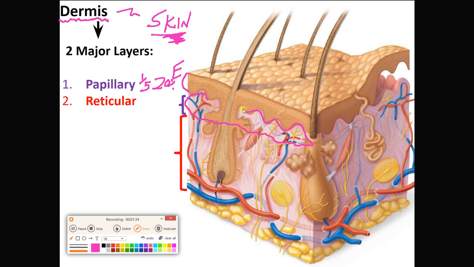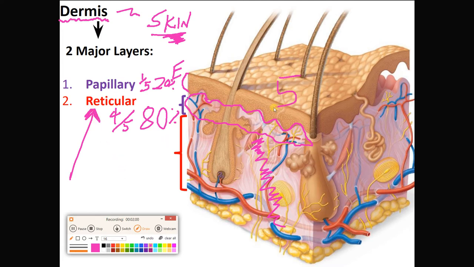Check out the bumps. The bumps are crucial to the name. So that's all papillary dermis there. Then the other lower, deeper, 4/5 or 80% is the reticular dermis. So all this down here is reticular dermis. The reticular dermis is really the biggest part of your skin. Of all the sublayers of skin, remember there were 5 sublayers in the epidermis, and now we realize there are 2 in the dermis. So of all 7, it is the reticular that is the big winner. It is the thickest. It is the strongest.